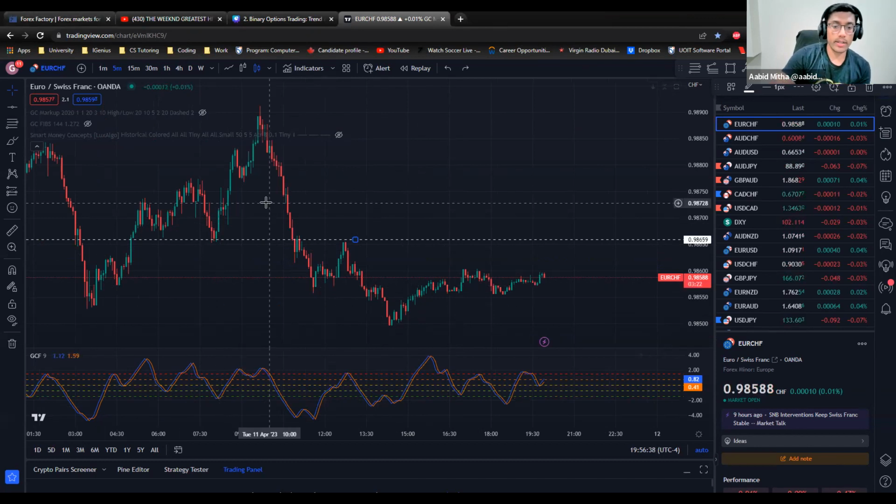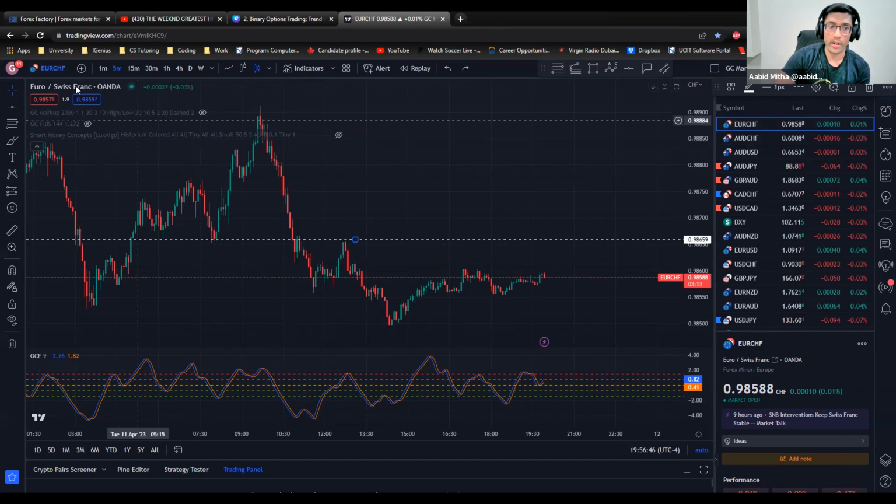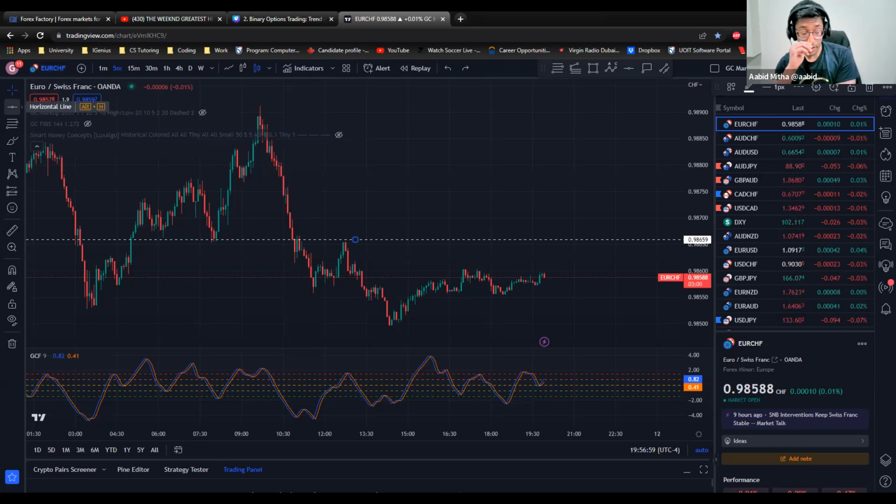Now, we talked about currency exchange pairs. Can someone let me know in the chat, what is the currency exchange pair that we're looking at right now? So over here on the top left, you can see this is an exchange pair, EUR/CHF, right? So does anyone know what the CHF is? What country's currency is that?